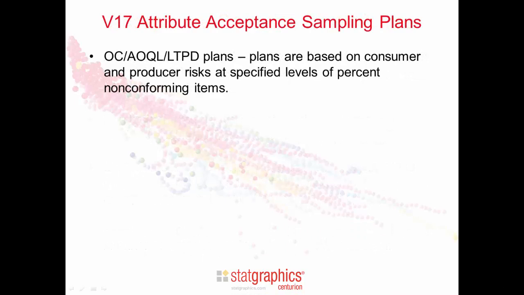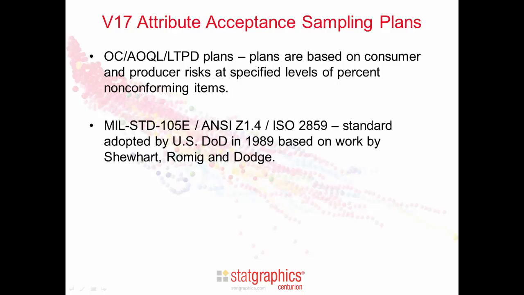Statgraphics Centurion contains various types of acceptance sampling plans for dealing with attribute data. It contains OC, AOQL, and LTPD plans, which are plans based on consumer and producers' risks at specified levels of percent non-conforming items. It also contains Military Standard 105E, also known as ANSI Z1.4 and ISO 2859. This standard was adopted by the United States Department of Defense in 1989 based upon work done by Schuhart, Romick, and Dodge.